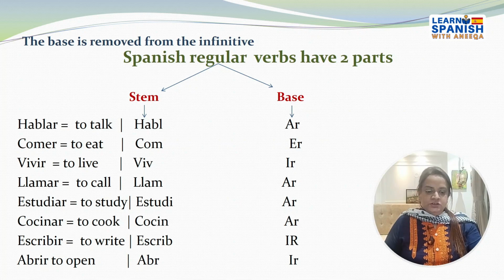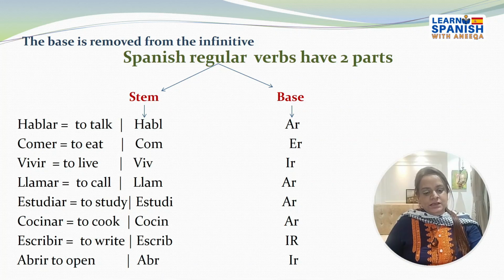But in Spanish, we have to remember that there is a rule for conjugating the verbs. Now we will see how the regular verbs are conjugated. We have to remember that in Spanish regular verbs, there are two parts, the stem and the base. Now for conjugating these regular verbs, we have to remove the base from the infinitive and only take the stem. Like for example, hablar, to talk.